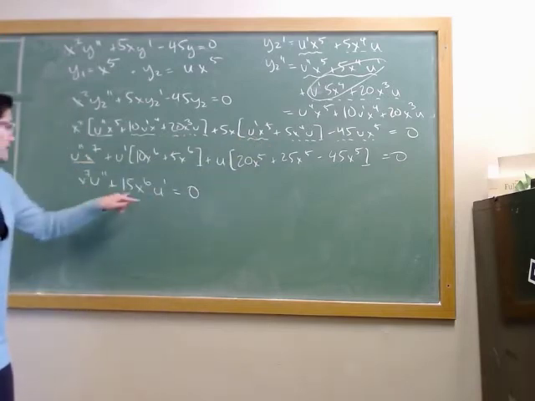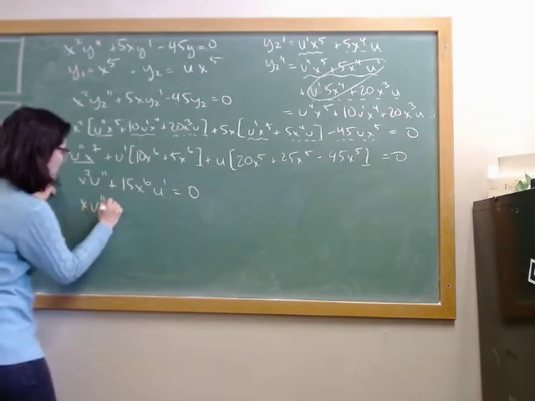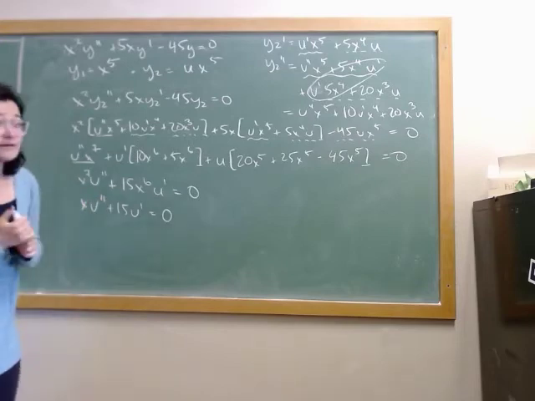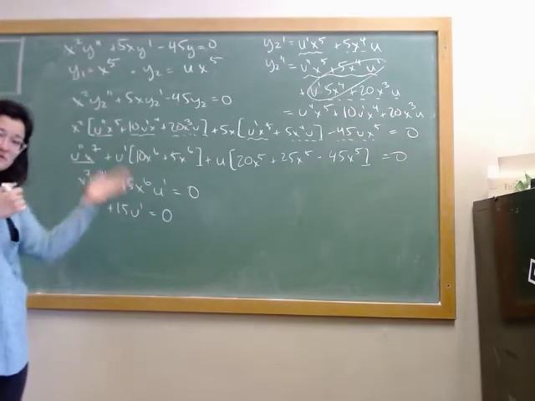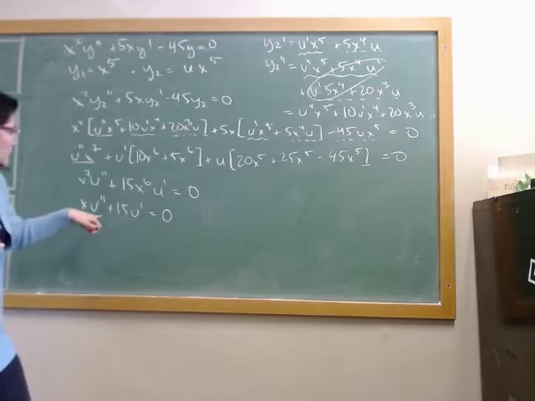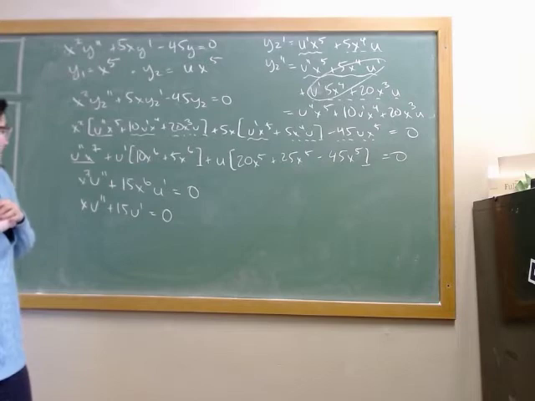And then since I see an x to the 6th and an x to the 7th, I can go ahead and cancel out that common x to the 6th, like divide everything through by x to the 6th. And so I've actually got x u double prime plus 15u prime equals 0. And then I'm going to go ahead and do my reduction of order step.